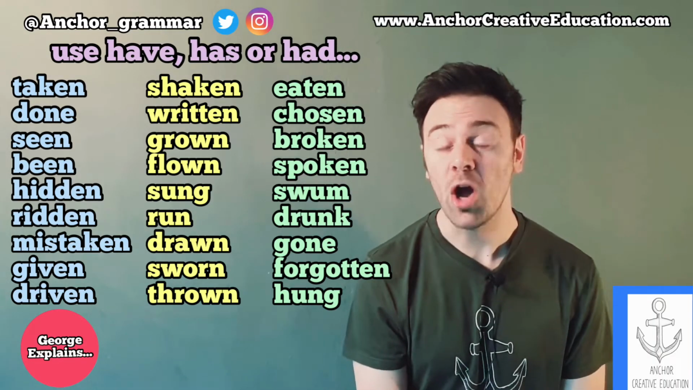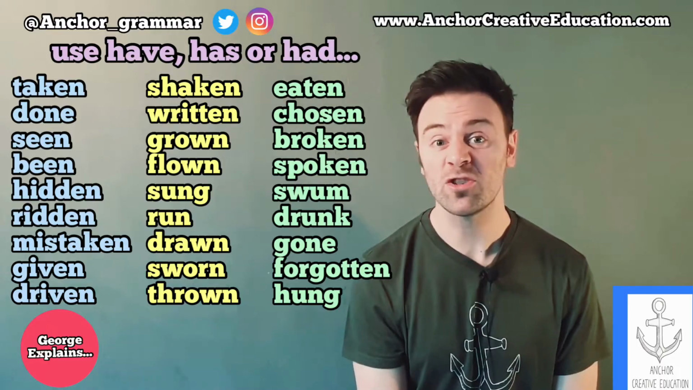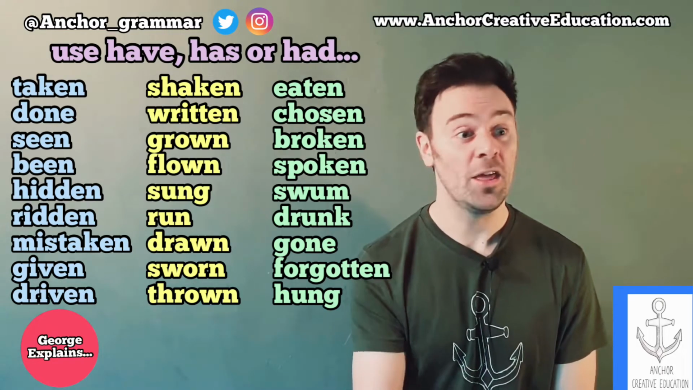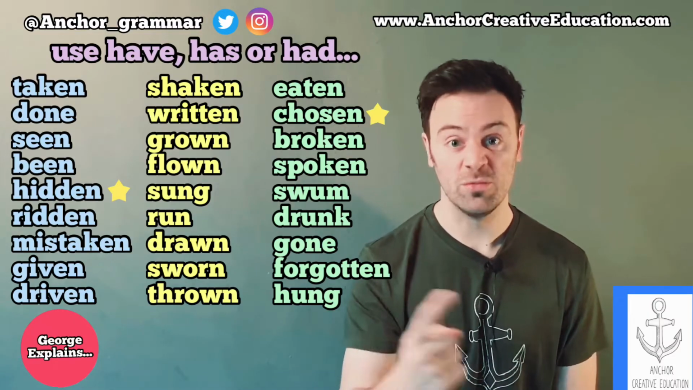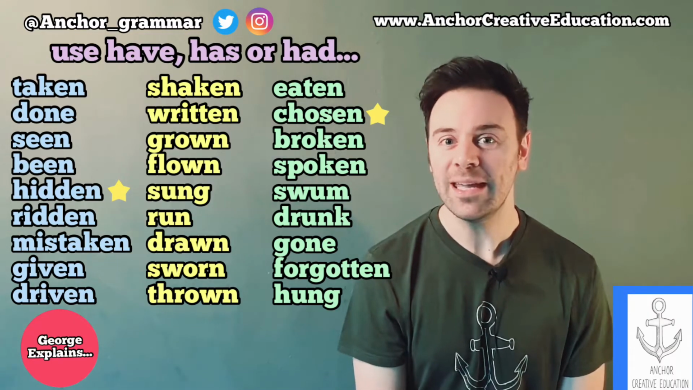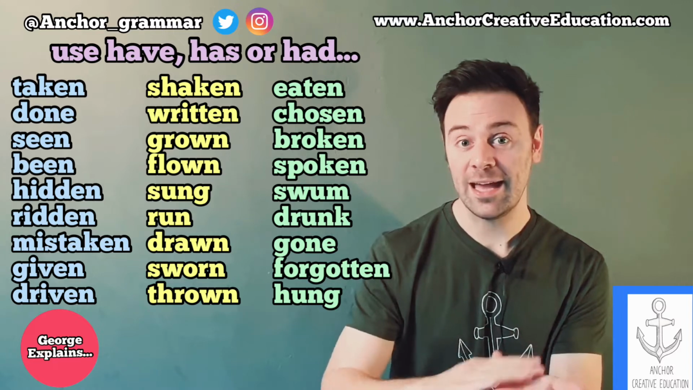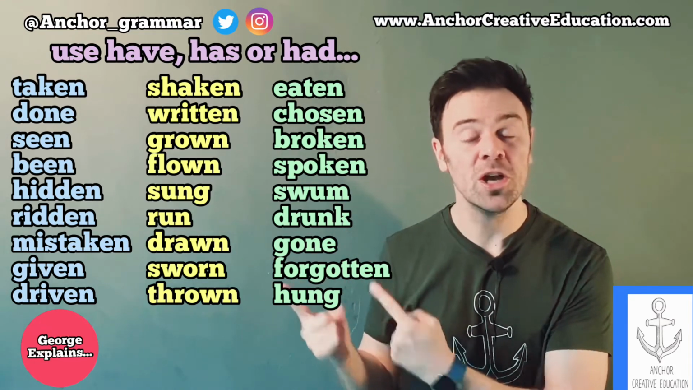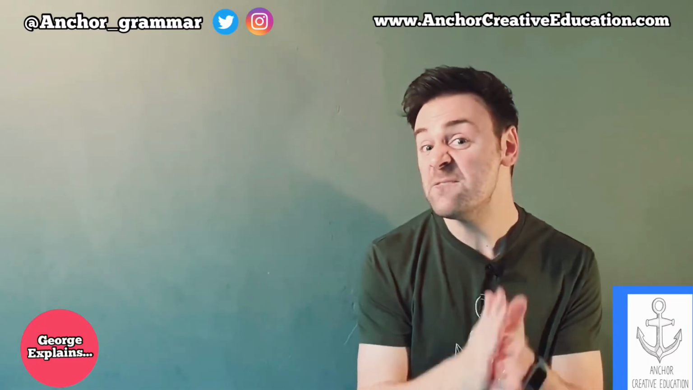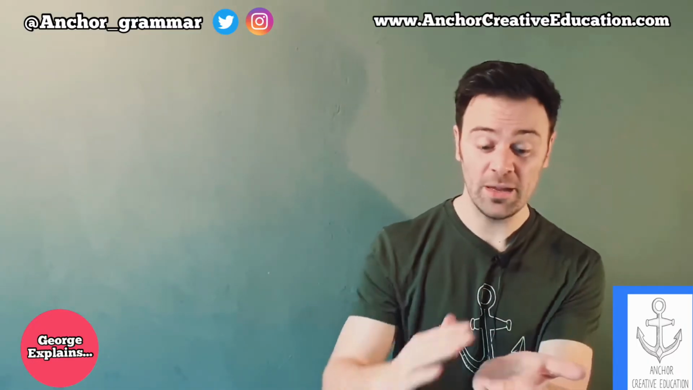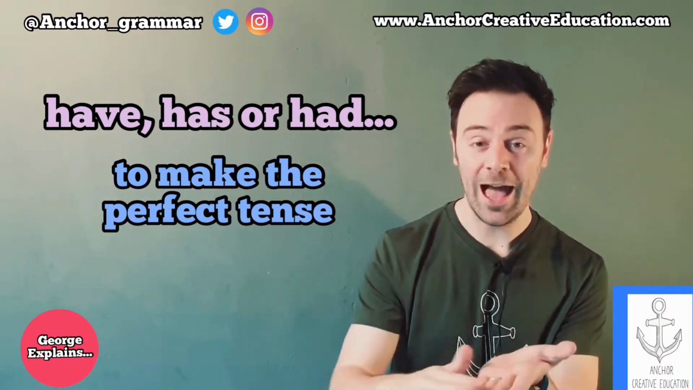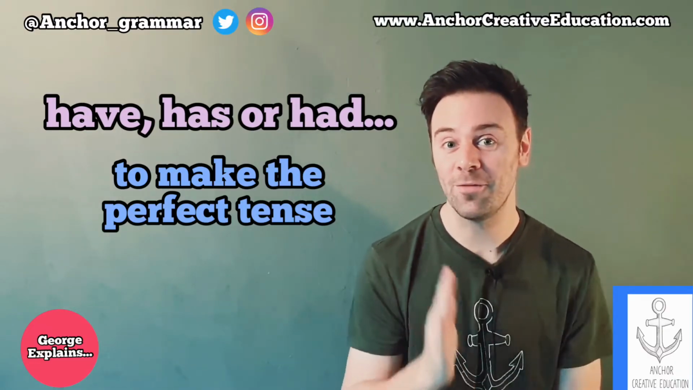And these are words you can only really use to show that something is finished. Sometimes they can be used as adjectives as well, like the hidden treasure, the chosen boy. So be very, very careful to use have, has, and had. Adding a verb, make sure it's the correct verb that you choose to show that action is finished. And here's how we remember it. Have, has, had to make the perfect tense.